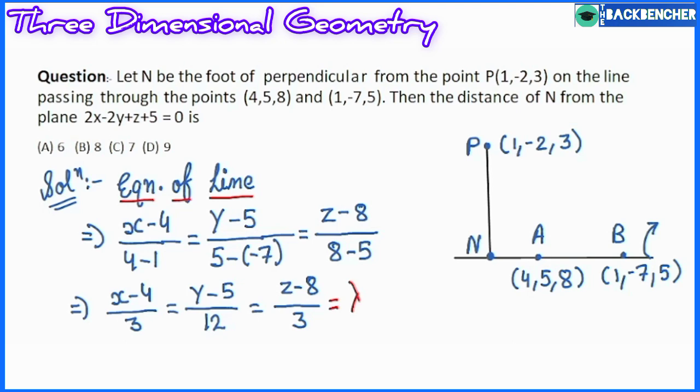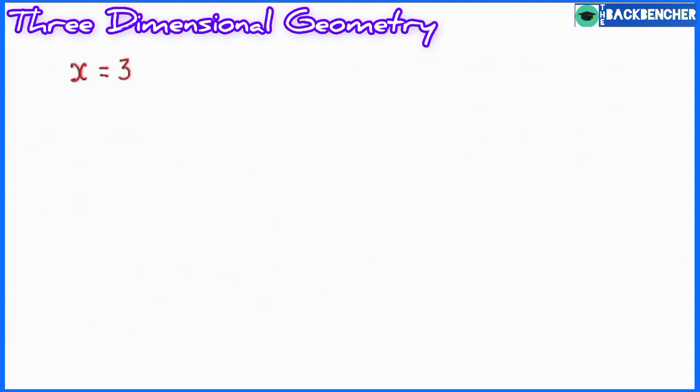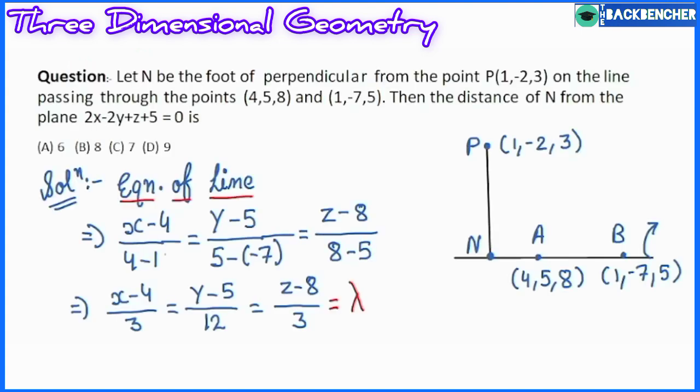Now just equate each coordinate with lambda to get the corresponding coordinate. So first of all, (x minus 4) upon 3, just equate with lambda, that will become x equals 3 lambda plus 4, right? You can see it in the previous slide. We have x equals 3 lambda plus 4. 3 would be multiplied with lambda, and minus 4 after shifting towards the right-hand side would become plus 4.